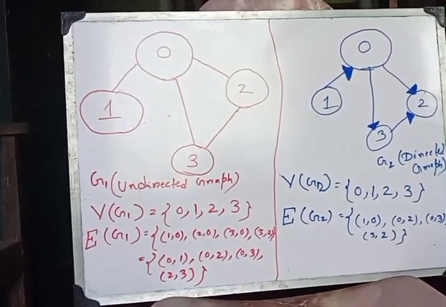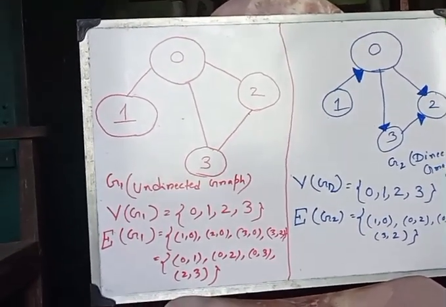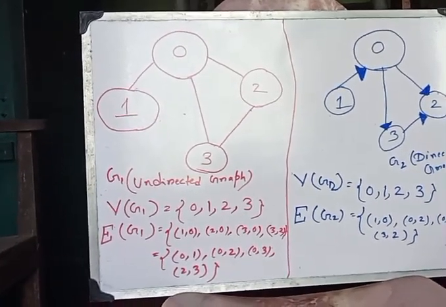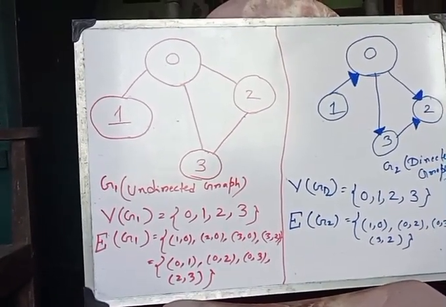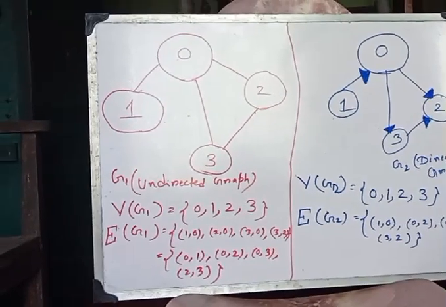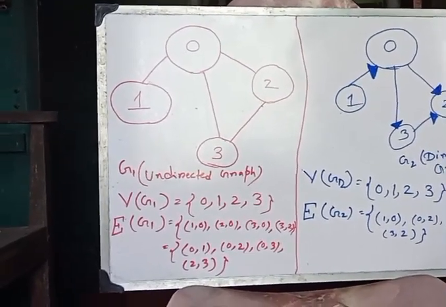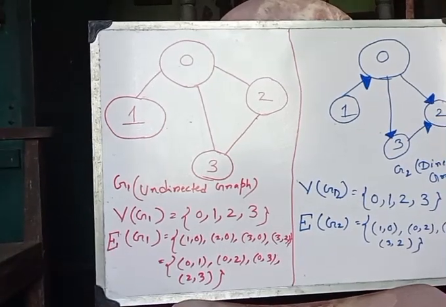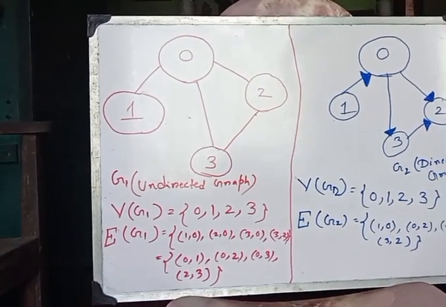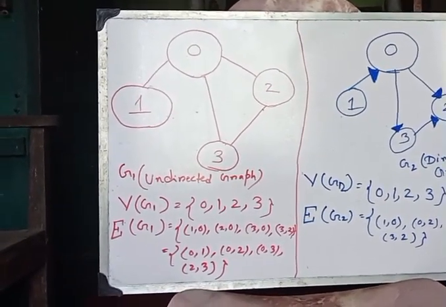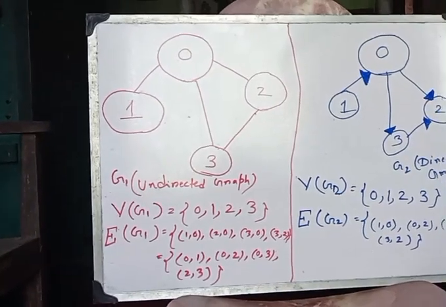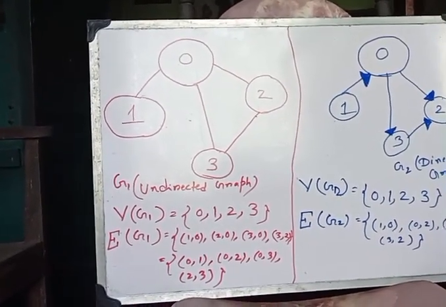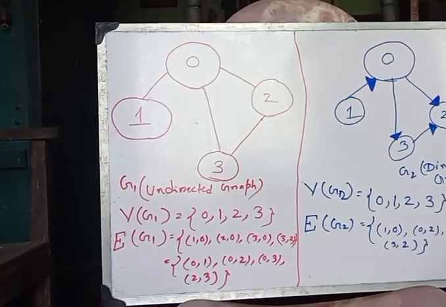Similarly, from 0 we have a path or edge through which we can go to node 3. But we cannot go from node 3 to node 0. Similarly, from node 3 we can go to node 2. So we have written it as (3,2). But from node 2 we cannot go back to node 3. And from node 0 we can go to node 2, but from node 2 there is no path to get back to node 0. So unlike an undirected graph, here we cannot change or reverse the order of the points.